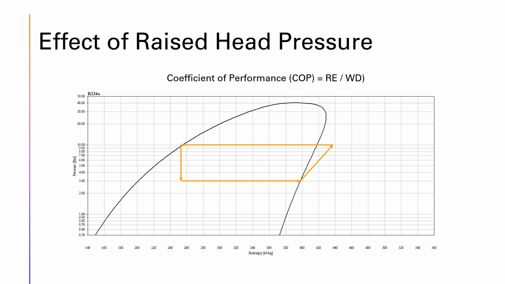Okay, so we look at our normal standard diagram and we see what's going to happen if we raise the head pressure. On our standard diagram, we have the refrigeration effect and the work done, and that is a coefficient of performance, which is a ratio of the refrigeration effect divided by the work done. In this instance, you're probably looking at about 4 to 1. So it's 4 units moved on the refrigeration effect and 1 unit put into the compressor.